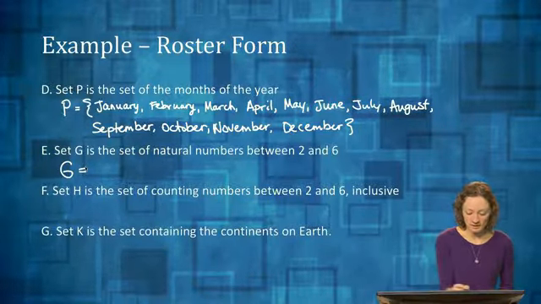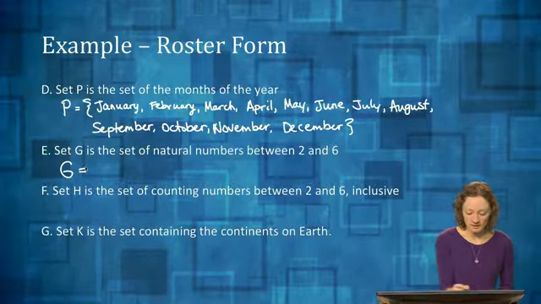If we say between things, we don't include those two endpoints. Compared to the next one, set H is the set of counting numbers. Remember, counting, natural numbers, same thing. Between 2 and 6, inclusive. Inclusive at the end means that those two endpoints are part of the picture. So we have 2, 3, 4, 5, 6. When there's only 5 elements, I wouldn't use the ellipsis. Only when there's a really large number of elements. Okay, and then one more example here.